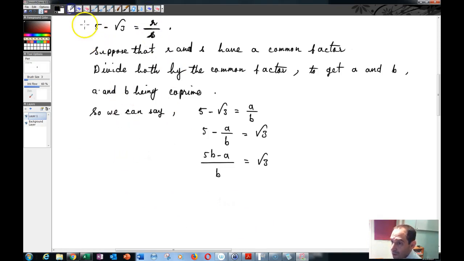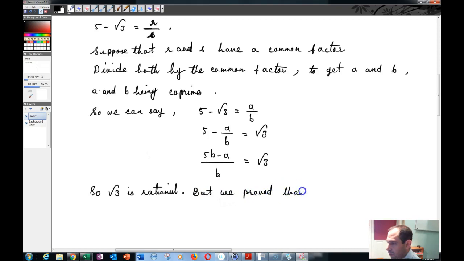So now you can say that square root of 3 is rational. But we proved that square root of 3 is irrational. And that is a contradiction.